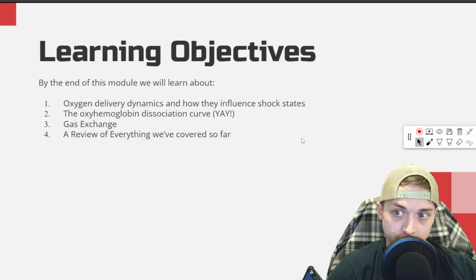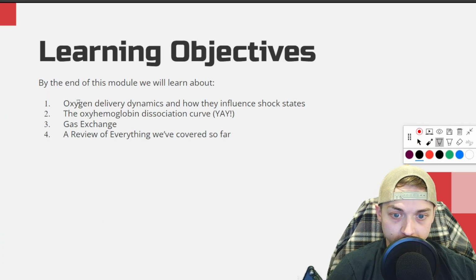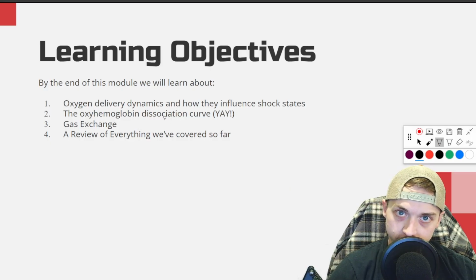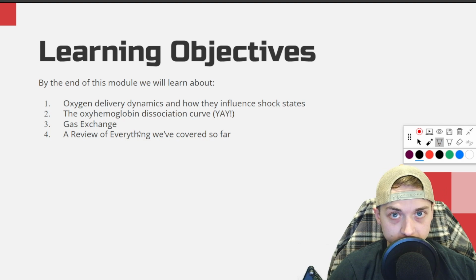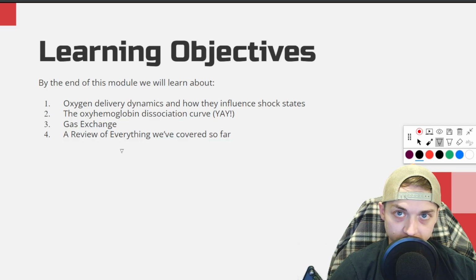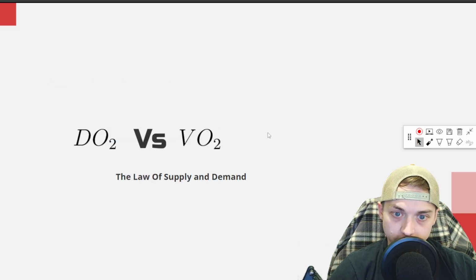Moving on. In this module, we're going to be learning about oxygen delivery dynamics and how they influence shock states. We're going to be talking about the oxyhemoglobin dissociation curve. I know you guys are super excited about that. And then we're going to be talking about gas exchange at the cellular level. And then at the very end, for the people that want to stick around, we're going to do a review of everything that we've covered so far in the last 3 videos. So let's get into it.